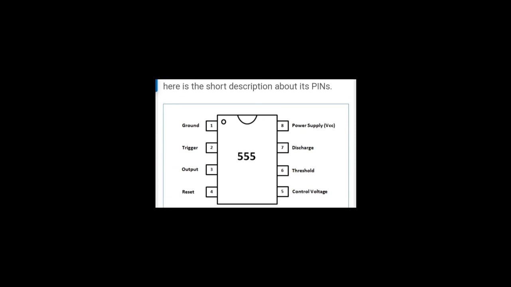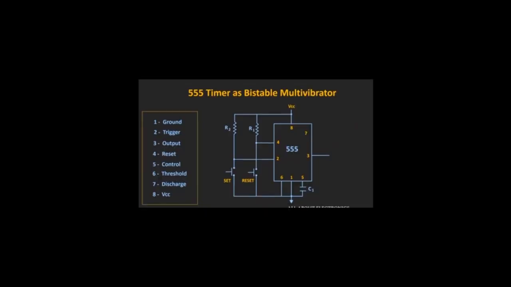Here this is a pin diagram having 8 pins, and this is the circuit diagram. If you observe this circuit diagram, it does not have any kind of charging capacitor. So by controlling the voltage at the trigger and reset pin, we can control the output of this timer.